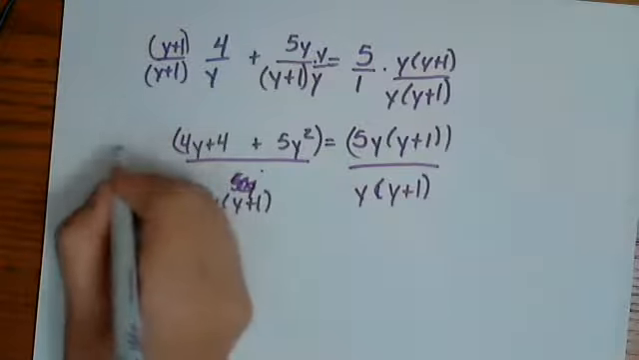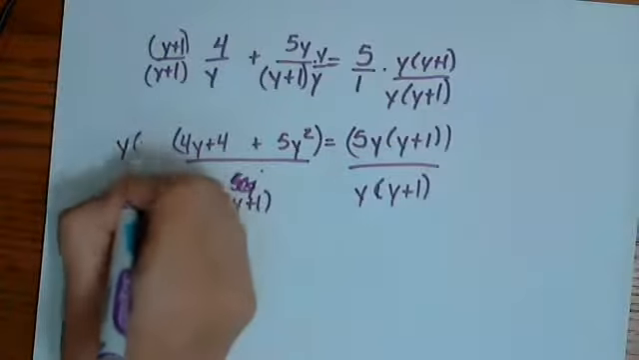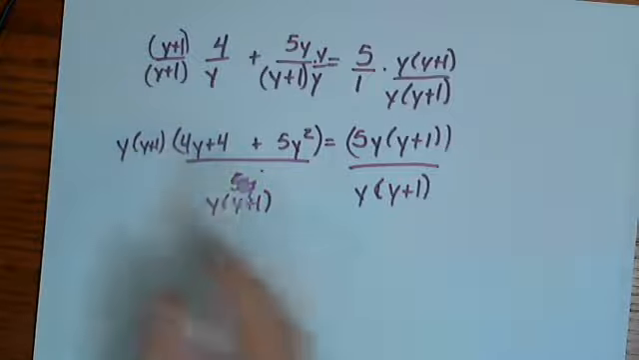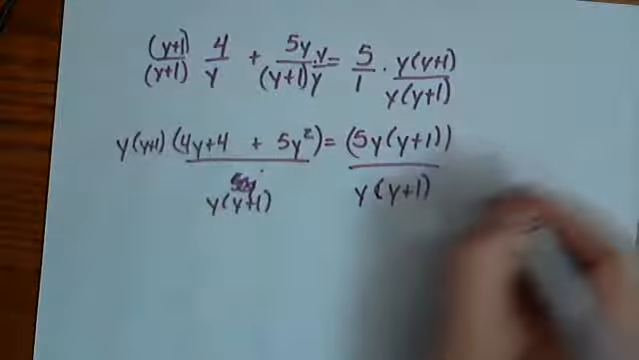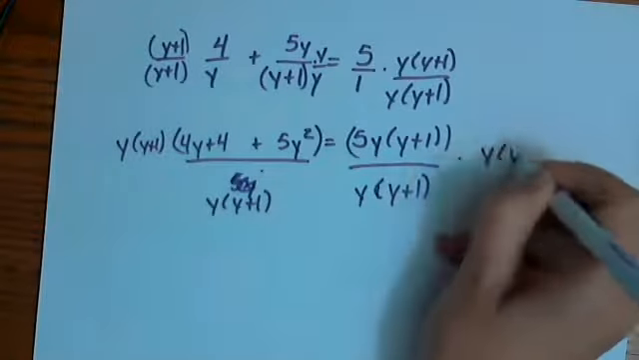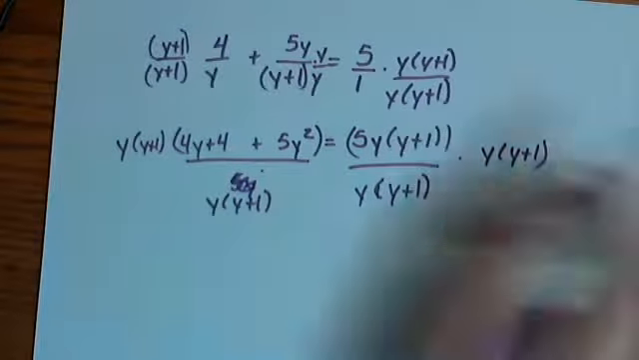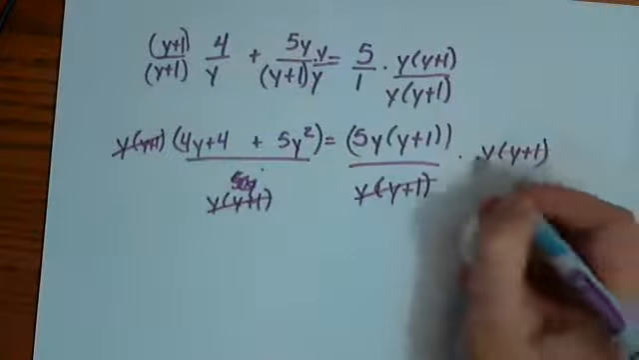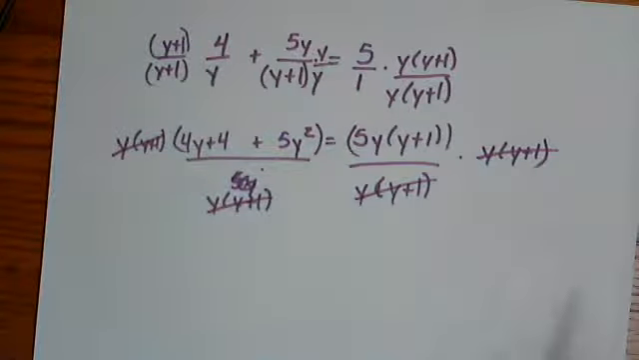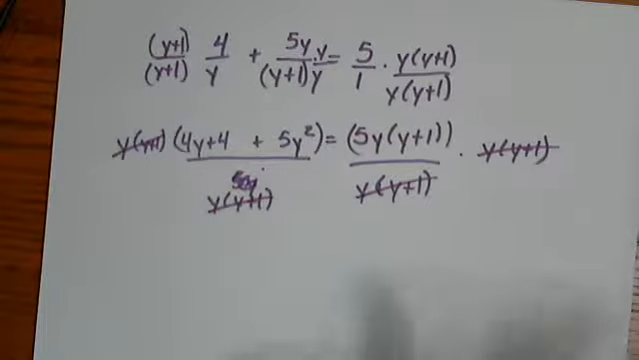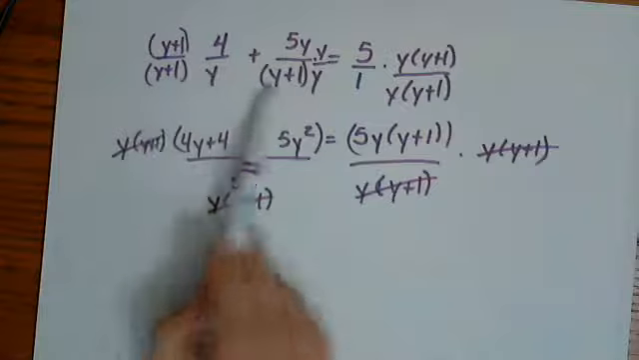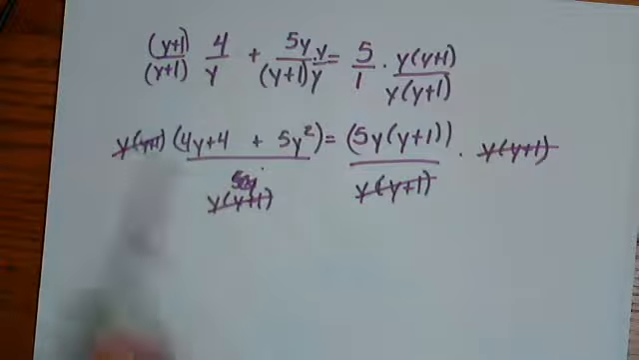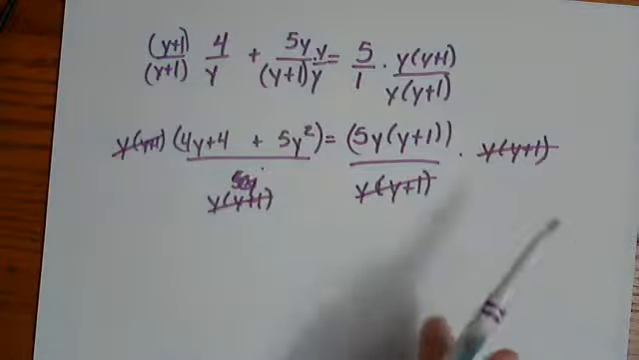So that means that I can multiply y times y plus 1 on this side. And if I multiply that on the left, I've got to multiply that on the right. And this is going to cancel with that. And this is going to cancel with that. And I don't have any denominator anymore. So that's pretty cool. As soon as I get a common denominator on both sides of the equal sign, they just cancel off and I can ignore them.